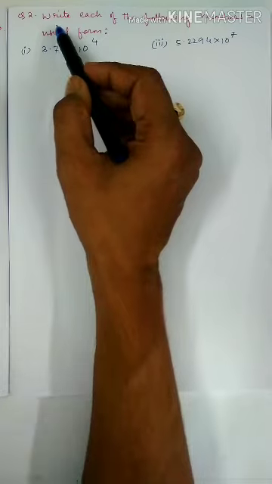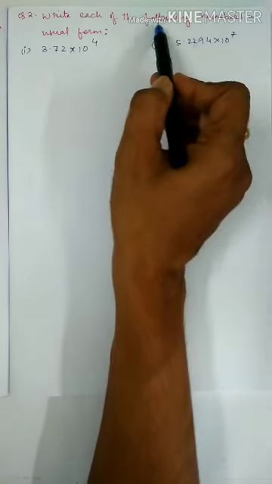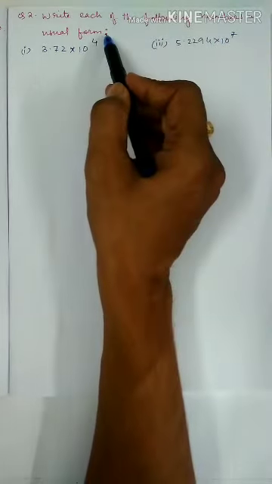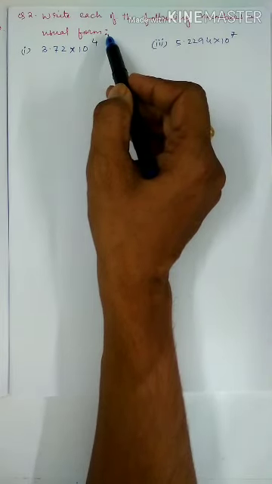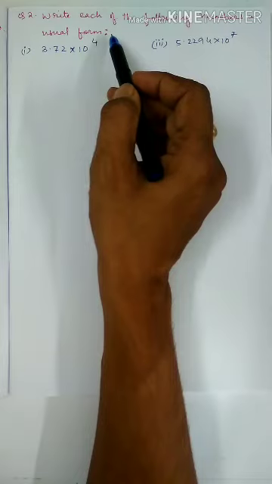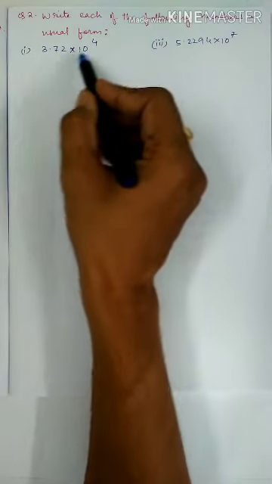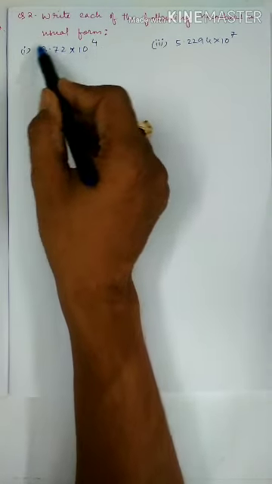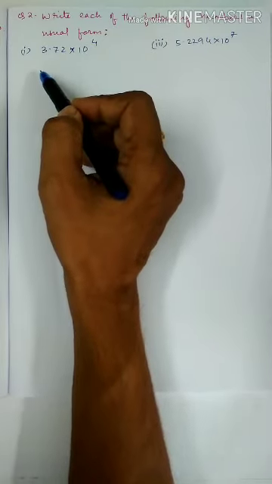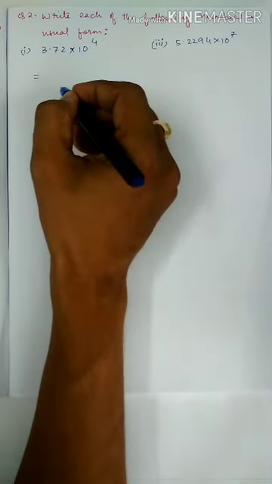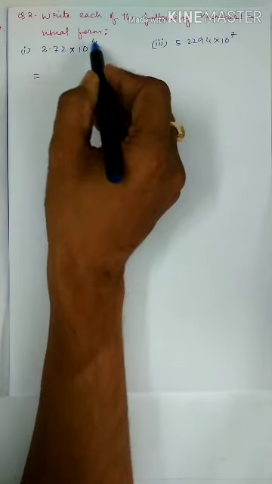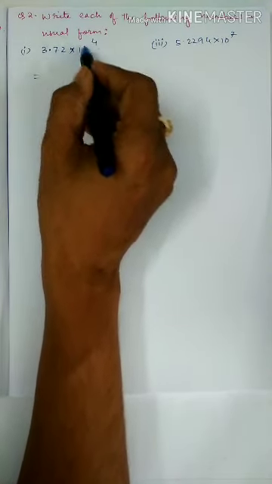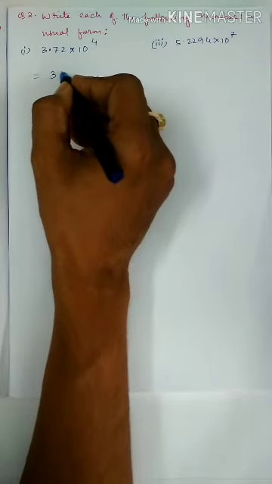Students, in question number 2 it's saying write each of the following numbers in usual form. Now what is usual form? We just understood how to convert a usual number into standard form. Here the question is given in standard form, and we have to convert this into usual form. So how can we do this? Very simple. Here we have to multiply by 10 to the power 4, so the decimal will shift 4 places.